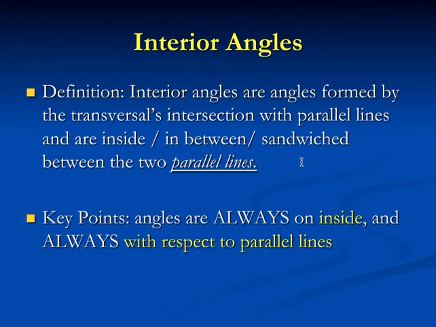Your next term is interior angles, and basically your interior angles are the angles that are formed by the transversal's intersection with parallel lines and are inside, in between, or sandwiched between the 2 parallel lines. Your key point is that these angles are always on the inside and always with respect to the parallel lines. These slides say parallel lines, but it's important to know that the two lines don't necessarily have to be parallel to use these vocabulary terms.